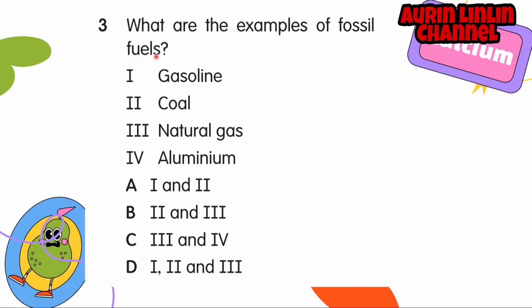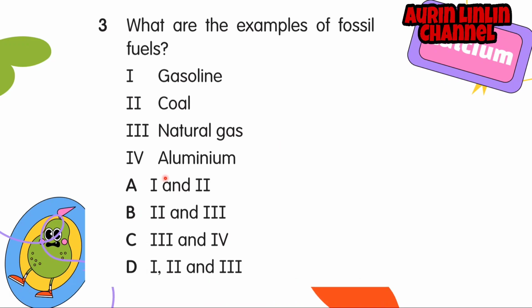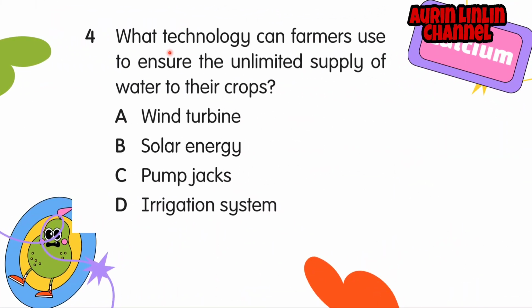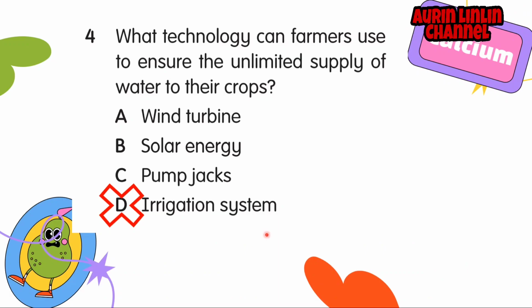Question number 3. What are the examples of fossil fuels? Number 1, gasoline. Number 2, coal. Number 3, natural gas. And number 4, aluminum. And the answer is D, 1, 2, and 3. Number 4. What technology can farmers use to ensure the unlimited supply of water to their crops? And the answer is irrigation system.